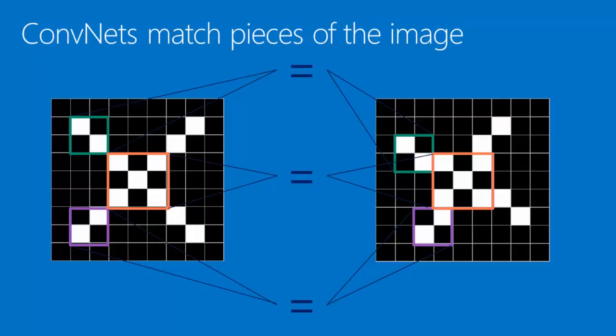Now, one of the tricks that convolutional neural networks use is to match parts of the image rather than the whole thing. So if you break it down into its smaller parts or features, then it becomes much more clear whether these two things are similar.